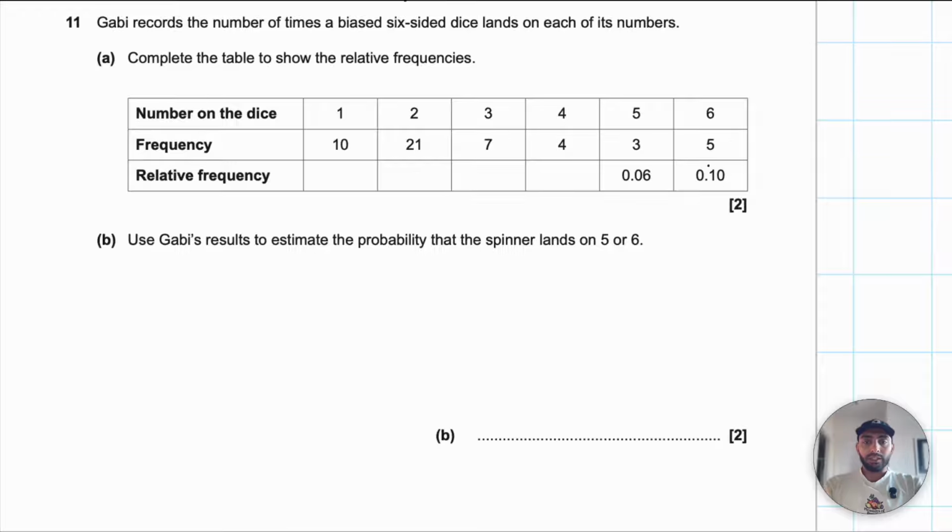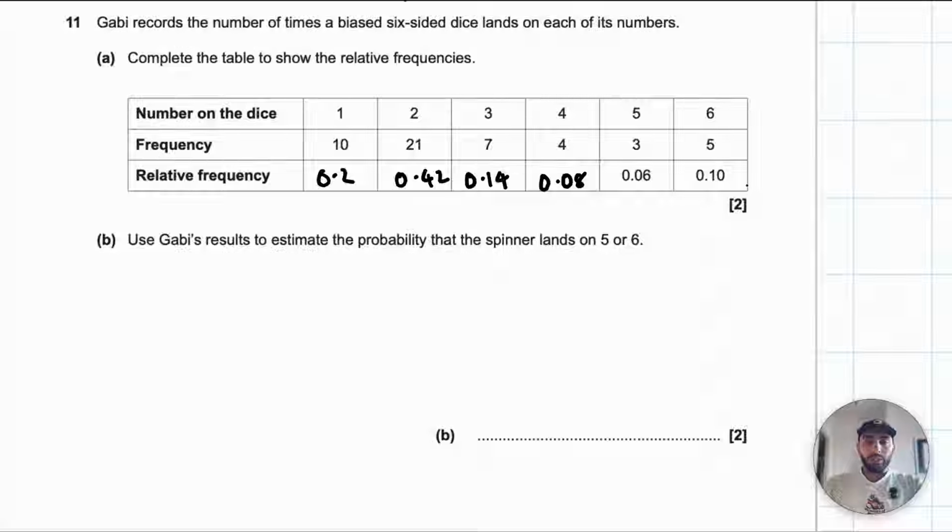To get a probability of 0.1, we only needed 5 out of that total amount of times. To get a 6% chance, it was 3. So all we're doing is multiplying it by 2 and then dividing it by 100. So 4 times 2 is 8, and it'd be 0.08. 7 times 2 is 14, divide that by 100 is 0.14. 21 times 2 is 42, divide that by 100, 0.42. That one is going to be double that one, so it'd be 0.2.